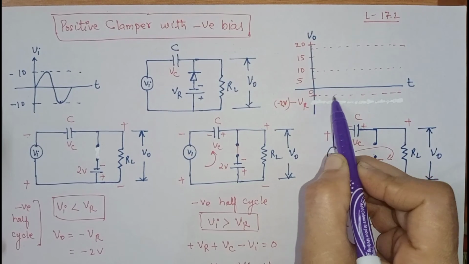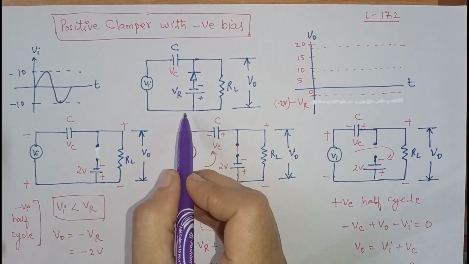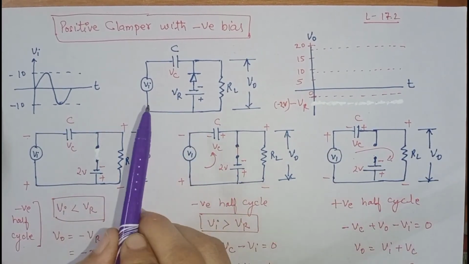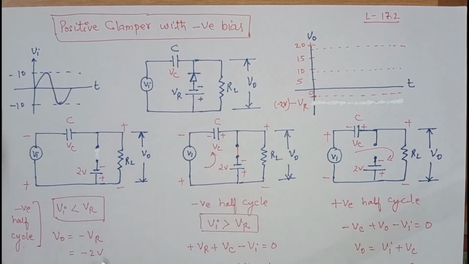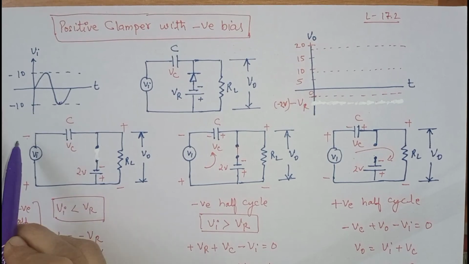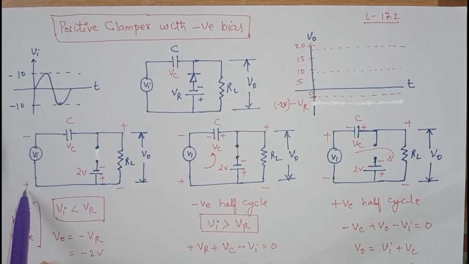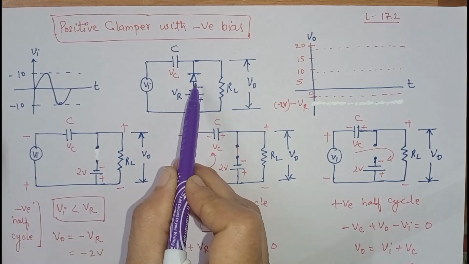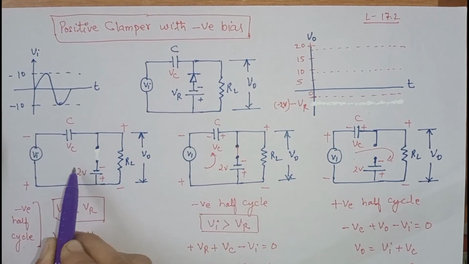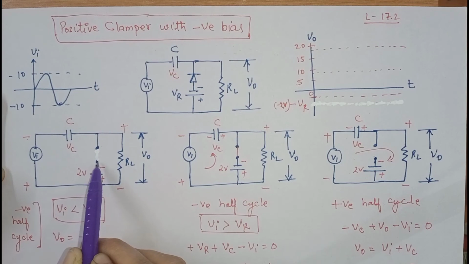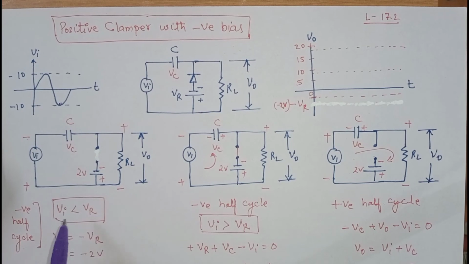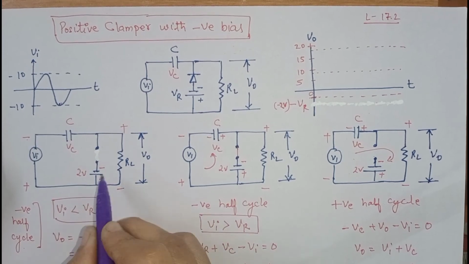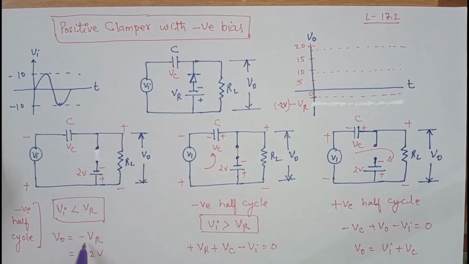So we have drawn a line here. Now we will start our analysis. We will start analyzing this circuit when this diode is forward bias. So during negative half cycle, this terminal is negative and this terminal is positive to make this diode forward bias. But up to this 2 volt, this diode is reverse bias. When this input voltage is less than this 2 volt, the output of this circuit will be equal to V output equals minus VR. So it will be minus 2 volt.